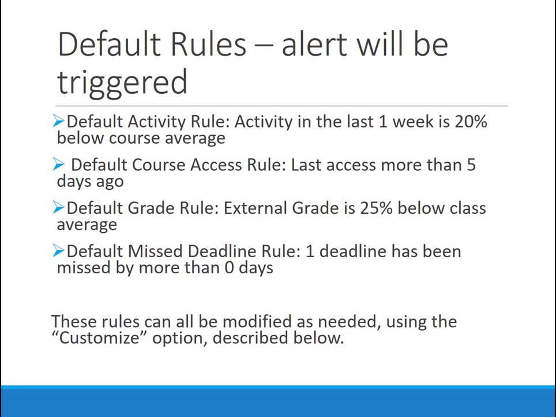The default grade rule, so if their grade is 25% below the class average, then it will give them an alert. But you can also set that as a set grade. So you can say if their grade is below a 70%, give them an alert. So again, it doesn't have to always be based on the class average. Then, if they've missed deadlines, and you can change the number of days this defaults to, if they've missed them at all by 0 days, and if they've at least missed one deadline. So maybe you're okay with one, maybe you want to change your alert to 2 deadlines or something like that. But again, these can easily be modified by using the Customize option.